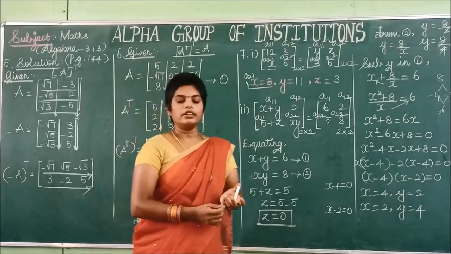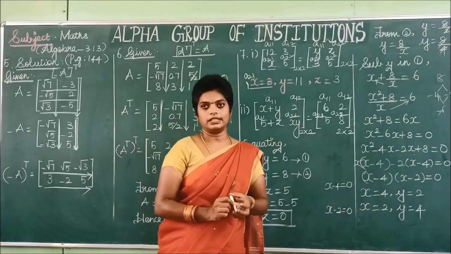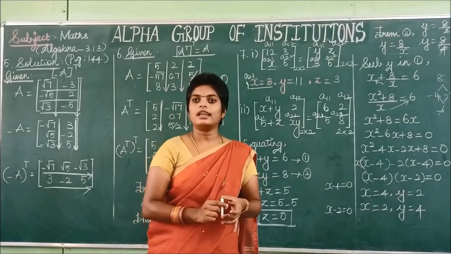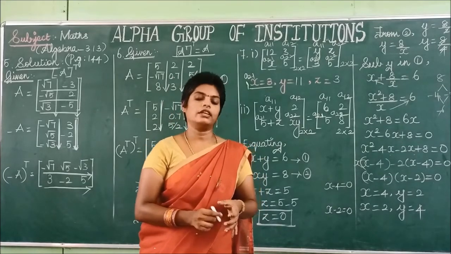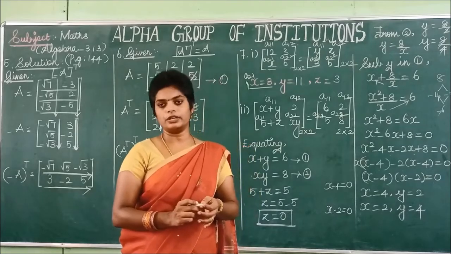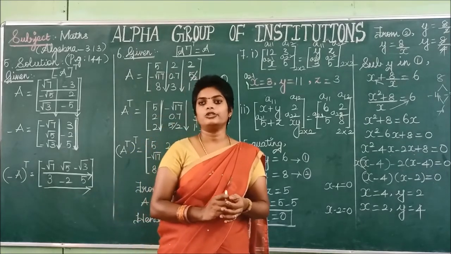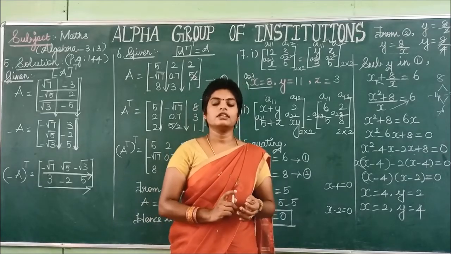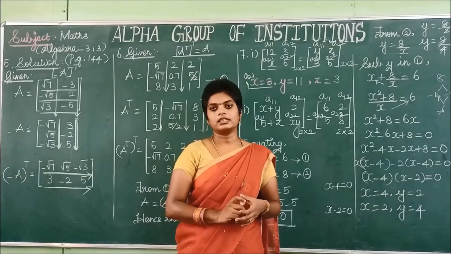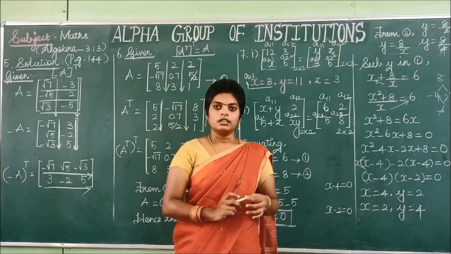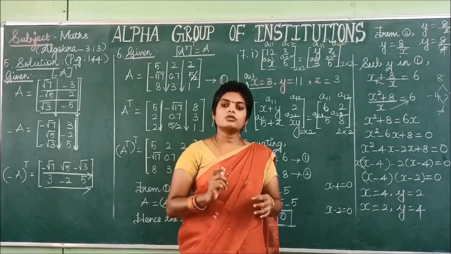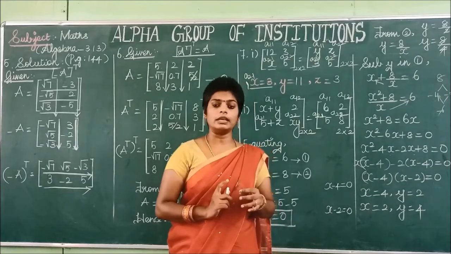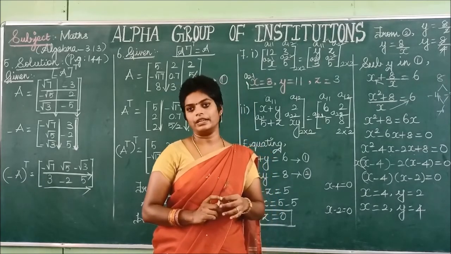So listen once again. Today we saw about matrices. So what do you mean by matrix? A matrix is a rectangular arrangement of elements. The horizontal arrangement is called a row and the vertical arrangement is called a column. Then its types. First type is row matrix. A row matrix contains only one row. A matrix which contains only one row and any number of columns is called a row matrix.